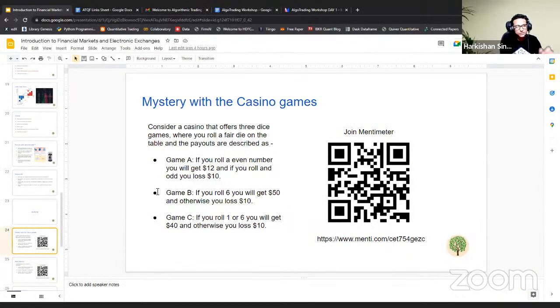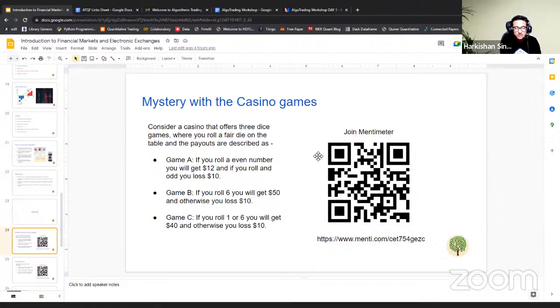Okay, so there is a casino which offers three different games. A game of rolling a fair die on the table, and the payouts of those three games are given as follows. If you roll an even number, you will get $12, and if that roll comes out odd, then you lose that $10. So you need to pay a $10 ticket price to enter that game. Every game has a $10 ticket price.